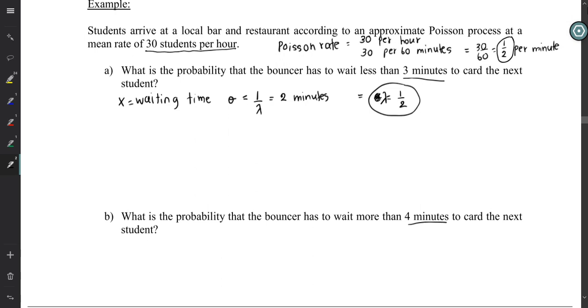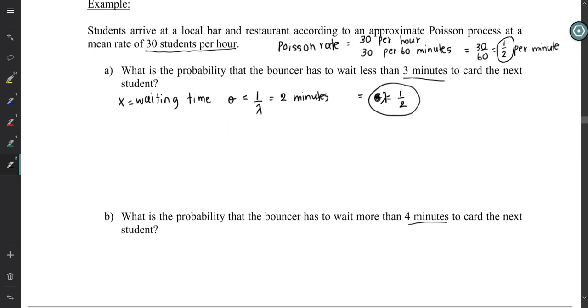I'll explain it again if it's confusing. Our 1 over 2 per minute is the Poisson rate. Poisson rate is related to our exponential theta, as theta equals 1 over lambda. So the lambda is 30 per hour, or this 1 over 2 per minute. So you have 1 over lambda is theta, which is 2.